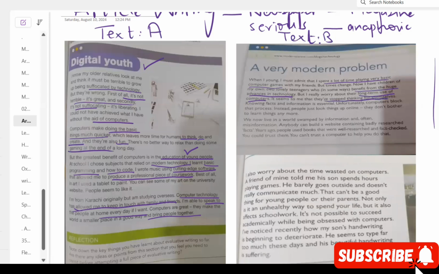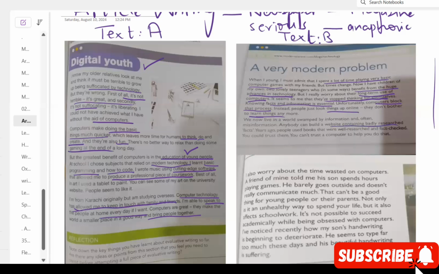Knowing facts and information is essential. Okay, so the positive aspect as well. Unfortunately, computers block that process, block the process of thinking, block the process of working on the facts and information. Instead, people just look things up online. They don't bother to learn things anymore. We now live in a world swamped by, it's busy with, information and often misinformation. Anybody can build a website containing badly researched facts. So this is a true fact.